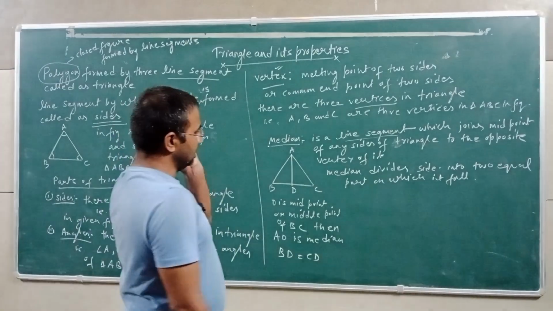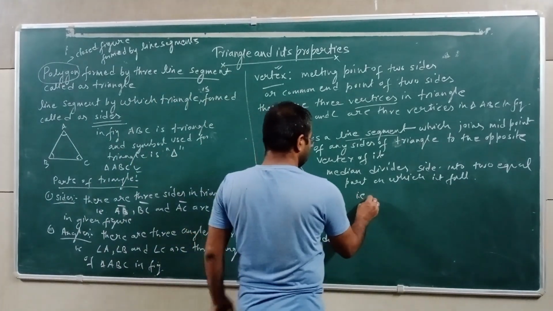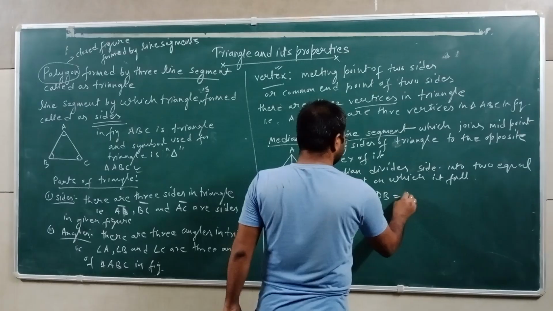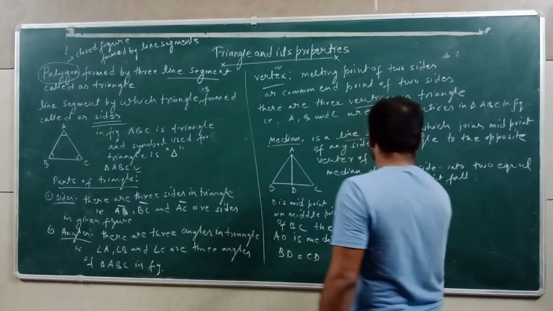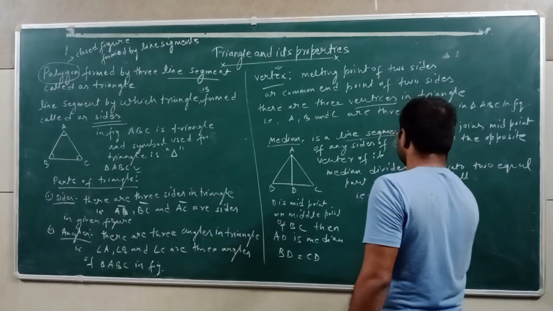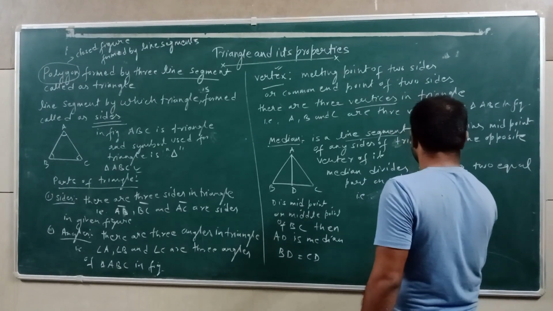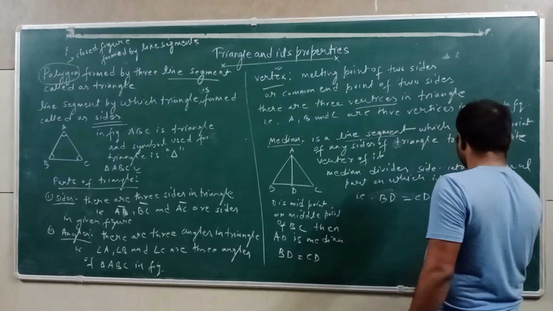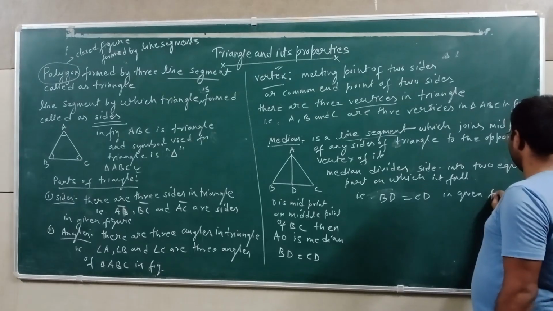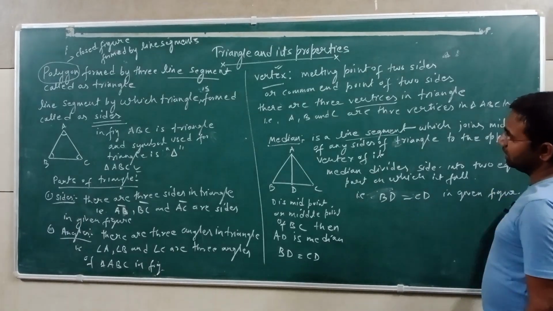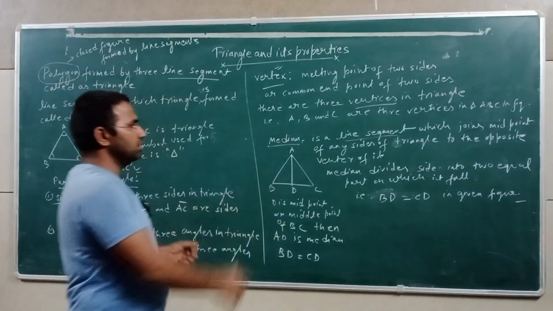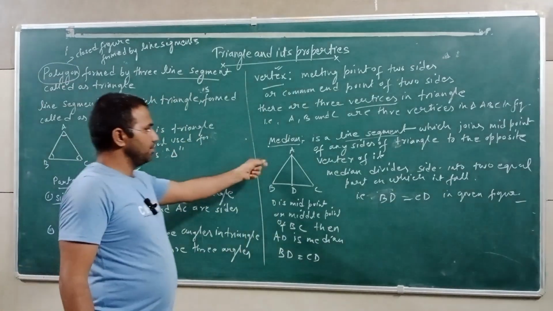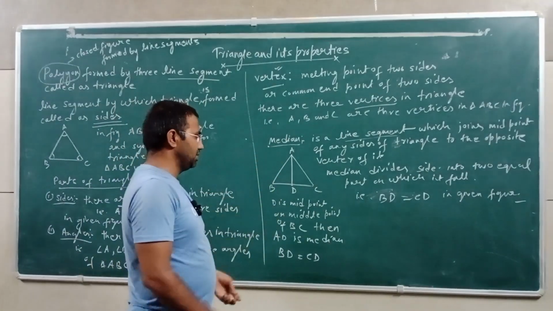That is, here you will write BD is equal to CD in the given figure. So see here how you define the median by making a figure. AD is the median.